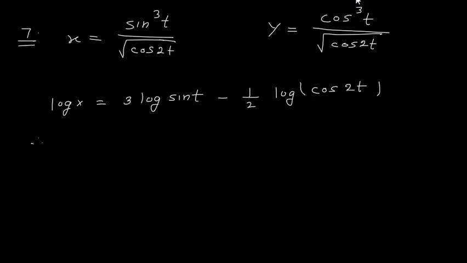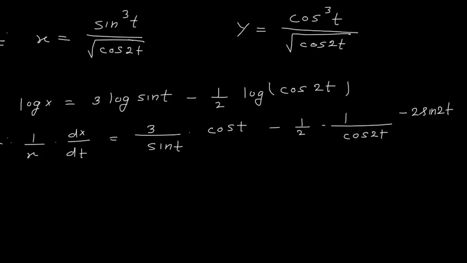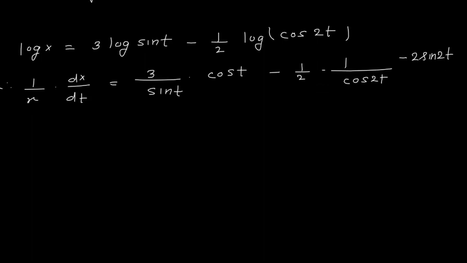Okay, so therefore the derivative of x is 1 upon x into dx upon dt, and on this side we have 3 upon sin t into the derivative of sin t, which is cos t, minus 1 upon 2 into 1 upon cos 2t, and the derivative of cos 2t is minus 2 into sin 2t. So therefore we have to find dx upon dt.